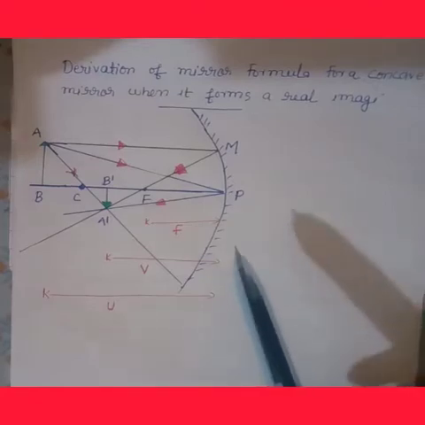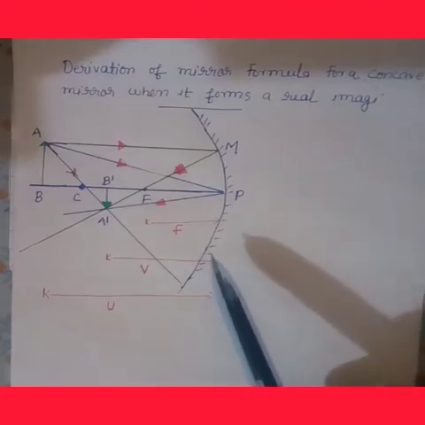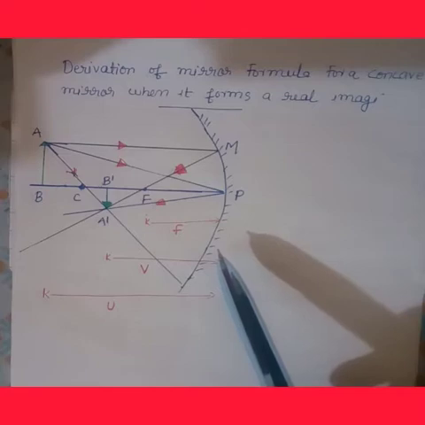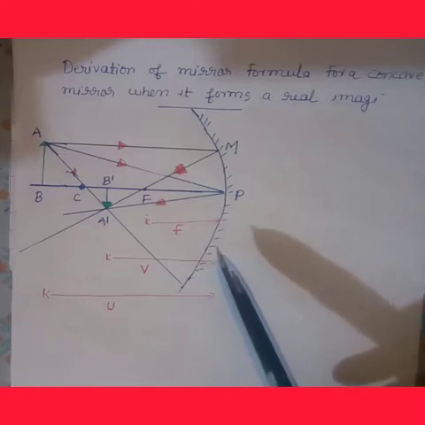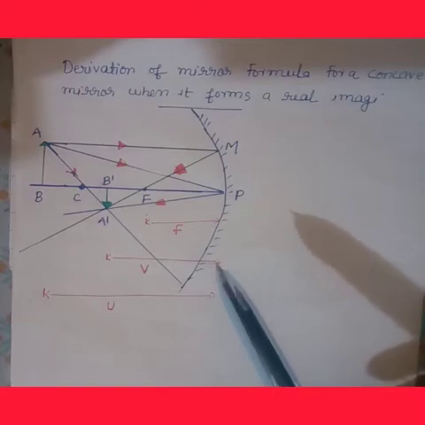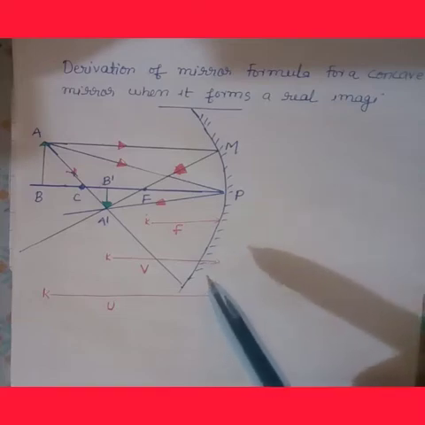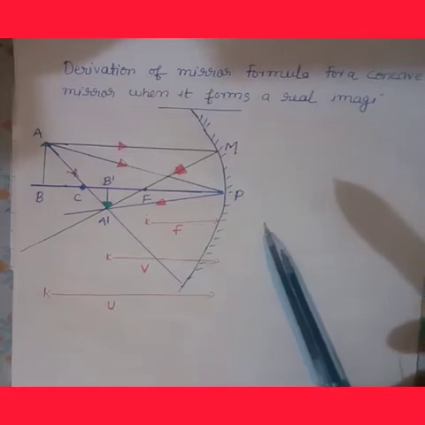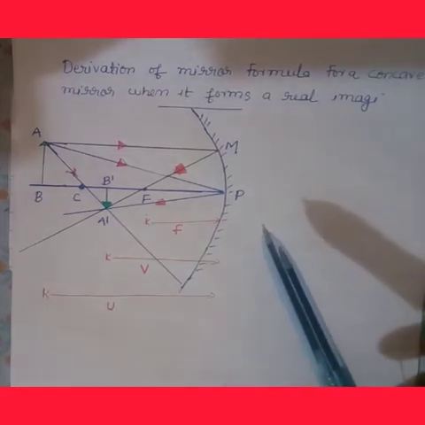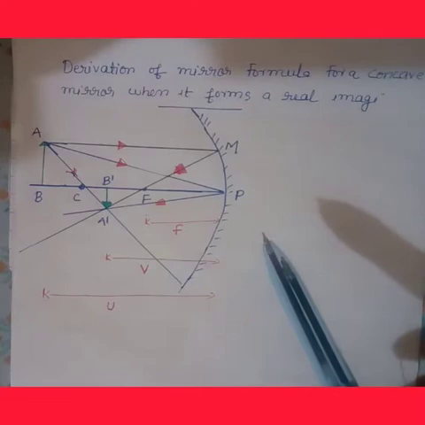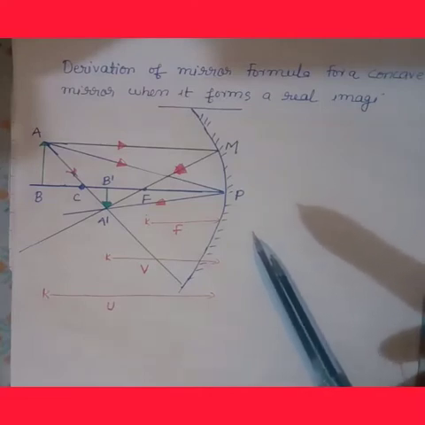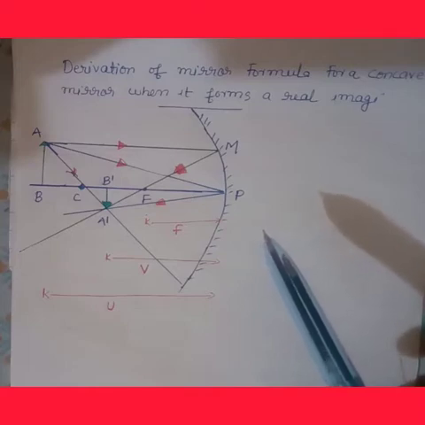Next one is derivation of mirror formula. You already studied about the mirror formula in your 10th standard. That is, the mirror formula is 1 by f is equal to 1 by v plus 1 by u. That is the relation between focal length, image distance and object distance. Here we have to prove that relation, 1 by f is equal to 1 by v plus 1 by u. So here we have to derive the mirror formula by using a concave mirror.